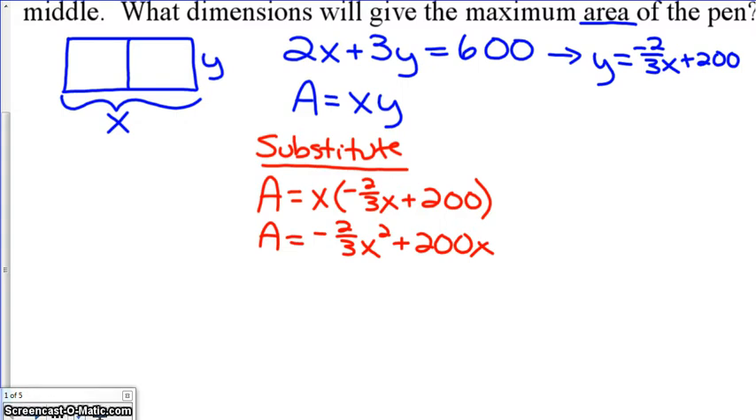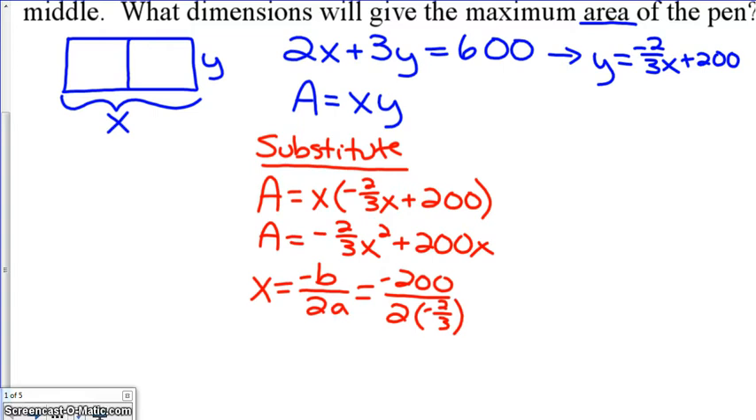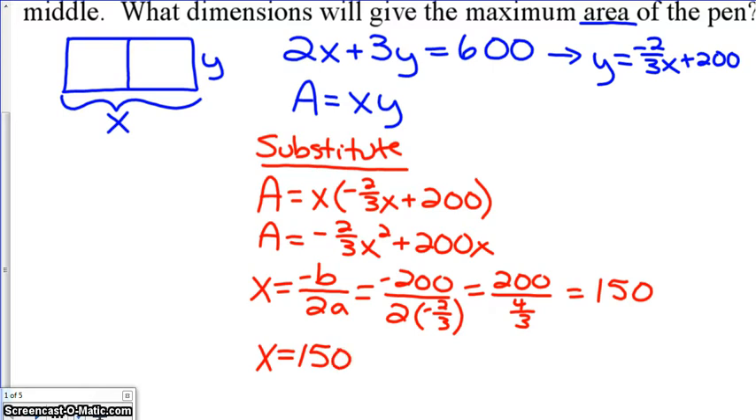The vertex. So we're going to use our formula to find the x-coordinate of our vertex, negative b over 2a. So negative 200 over 2 times our negative 2/3. Simplifying that, 150 is the x-coordinate of our vertex. But that's not the maximum area. How do we use this x-coordinate to find the maximum area? We plug it in to solve for y.